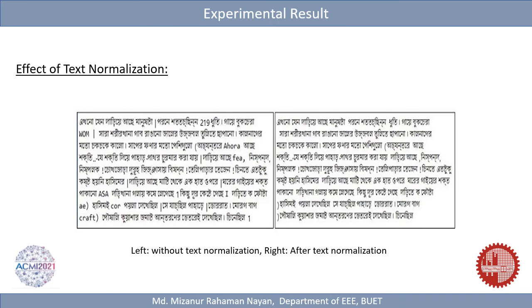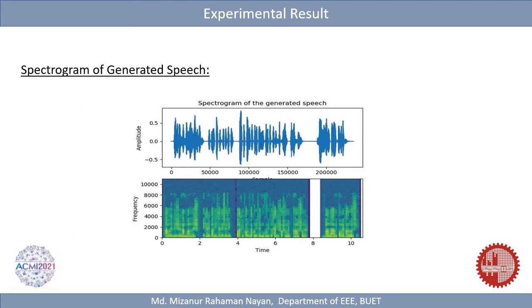To show text normalization effect, we have extracted text from an image. Left image is just generated text from OCR. The text contains many illegible characters and words, but if we look at the right image, which is after text normalization, we can see that from the extracted text, all illegible characters have been removed. We can understand the quality of generated speech by looking at the spectrogram of the speech. The spectrogram shows noise quantity is little in the generated speech.